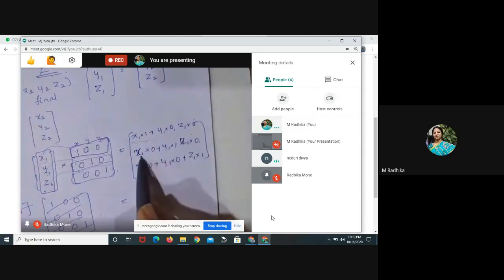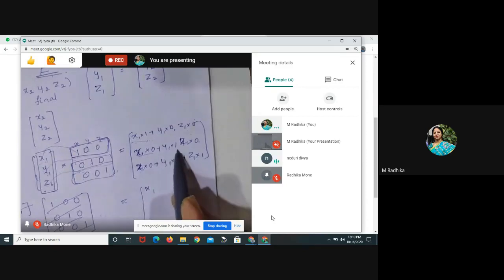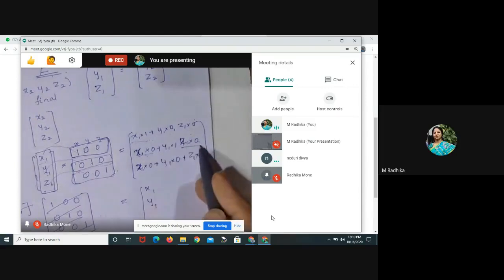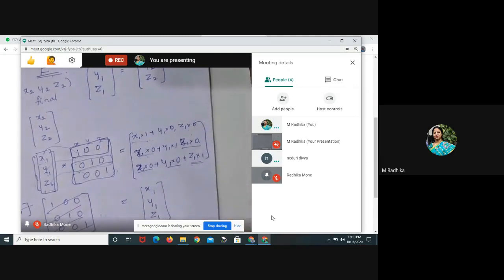Here x1 into 0, so this is 0. Then y1 into 1 is y1. Then this z is 0. So this part and this part are 0. Here this is 0, this is 0. So I am left with only z1.